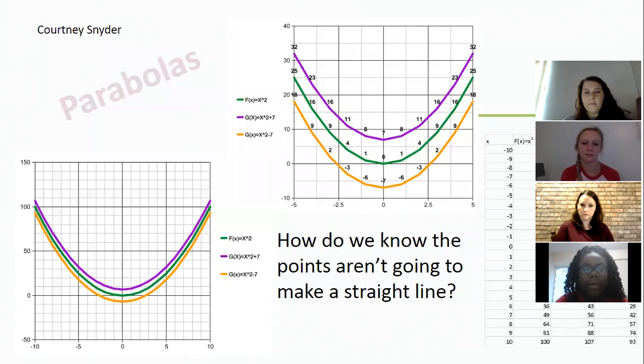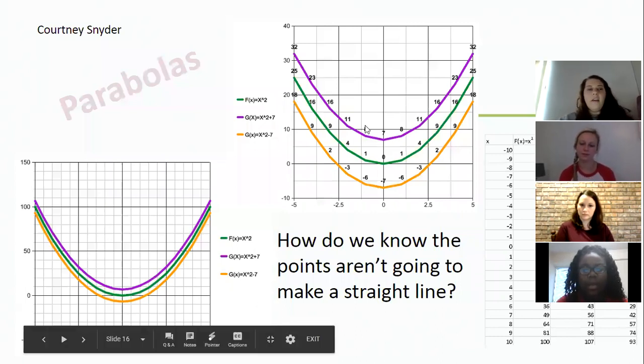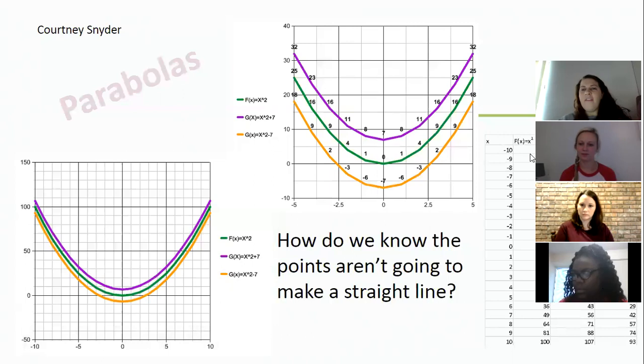How do we know the points are going to make a straight line? When you're making a linear equation, your formula is y equals mx plus b. When you look over here at our function, we have f of x equals x squared. We have a y and we have an x, but we don't have an m or a b to make that linear equation or straight line. So when we're graphing this, we know that it's not going to come out as a straight line.